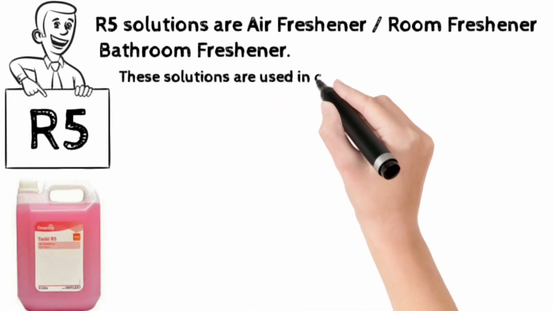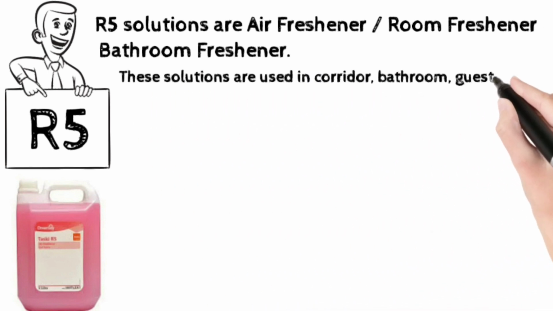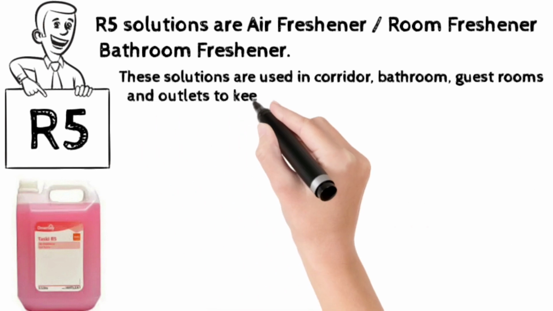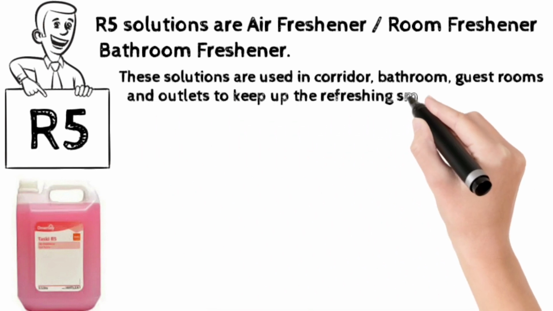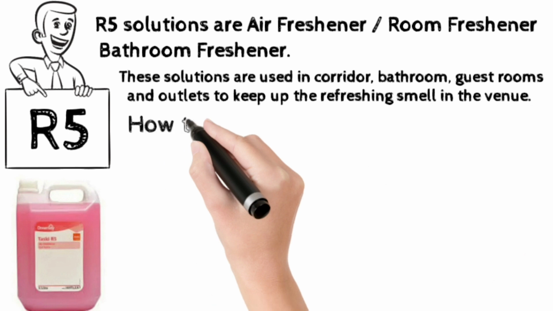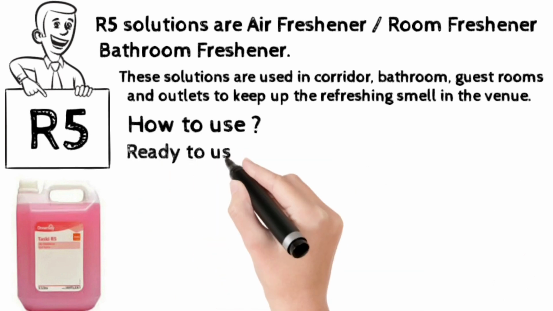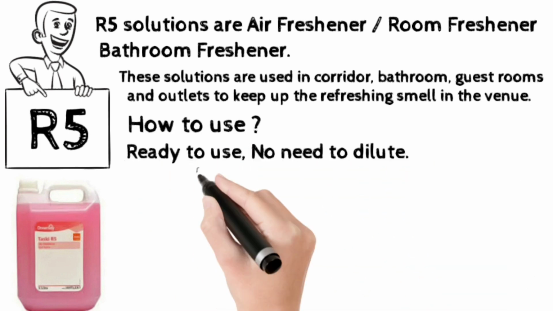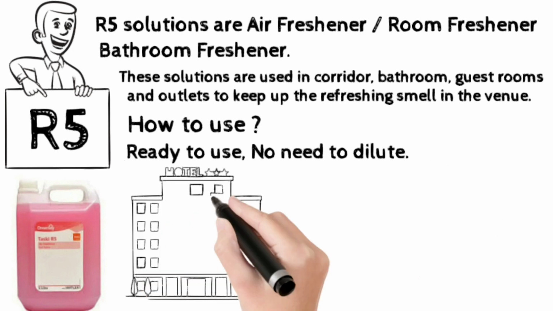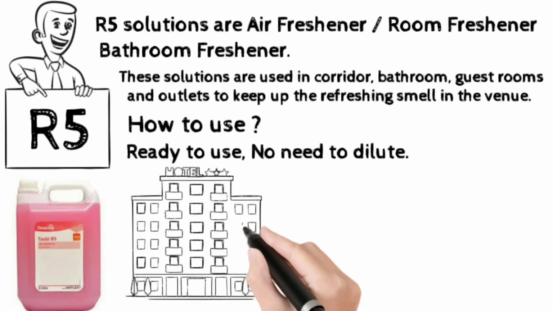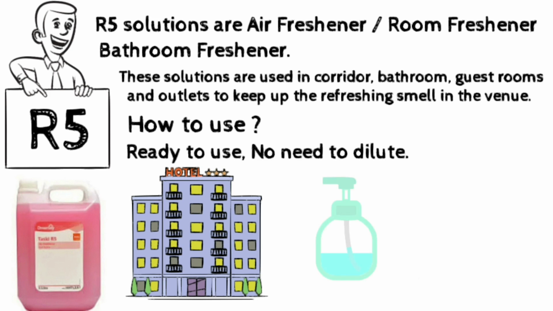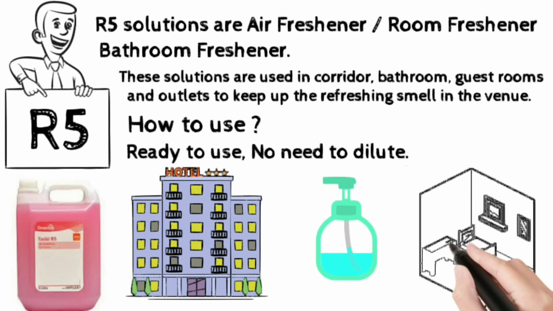The container shown has concentrated liquid. To dilute and use, we have to follow the below measurements. R5 is ready to use, no need to dilute. It should not be sprayed directly on the floor, as the smell will stay in one place only. So we have to spray upward into the center of the room to keep the smell all around the place. This way the place will be refreshing to use.